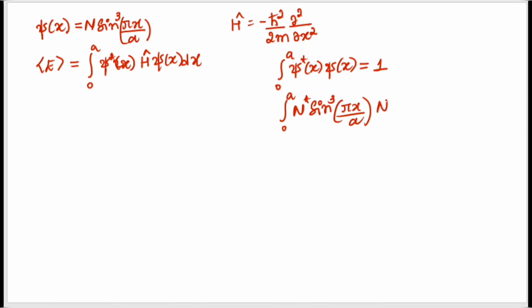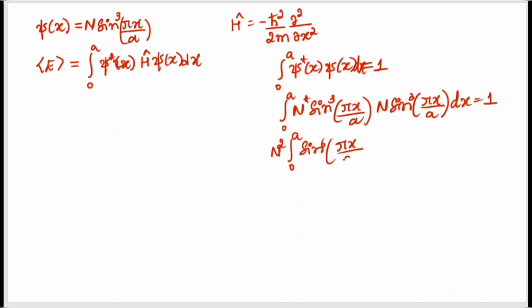Here it will be n into sine cube pi x divided by a, into dx, because we are doing integration, it should have the dx value. So it is dx, which is equal to 1. Now it is from 0 to a, n star into n will be n square, sine cube into sine cube will be sine to the power of 6 pi x divided by a into dx, integrating with respect to x, which is equal to 1.